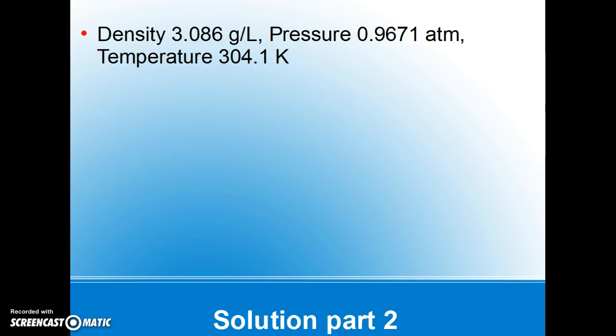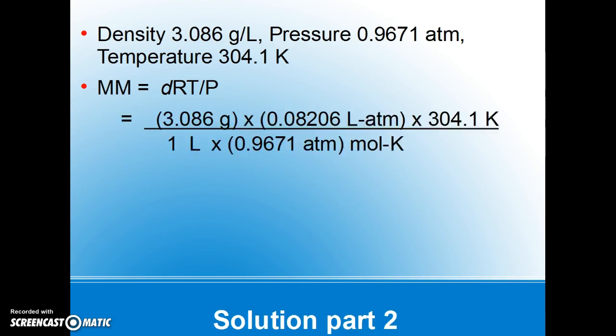And now we take those numbers, plug them into our MM equals dRT over pressure, and this is the setup of the numbers. Again, we write the grams in the numerator and liters in the denominator. We'll see that all of the liters cancel out. The atmospheres over atmospheres is also 1. Kelvin over Kelvin is 1. And the only units we have left over are grams in the numerator and moles in the denominator, grams per mole. The answer is 79.63 grams per mole once we do the math.